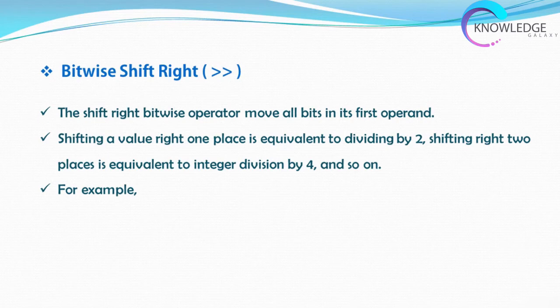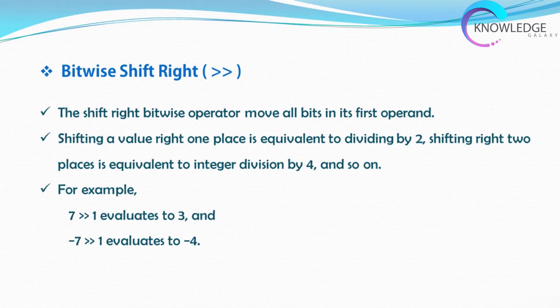For example, 7 shift right 1. When you execute this statement, it evaluates to 3. And if we say -7 right shift 1, then it evaluates to -4.